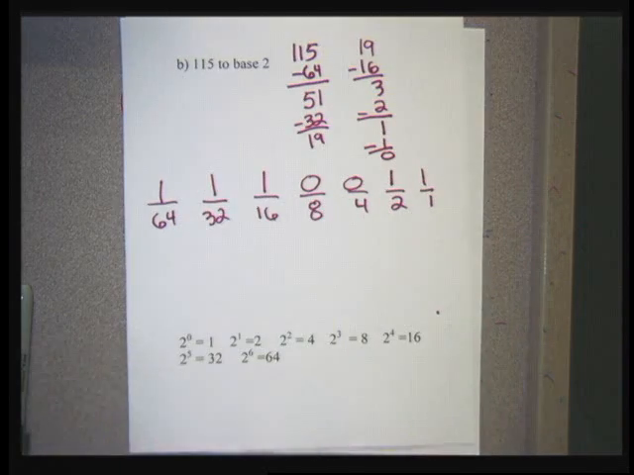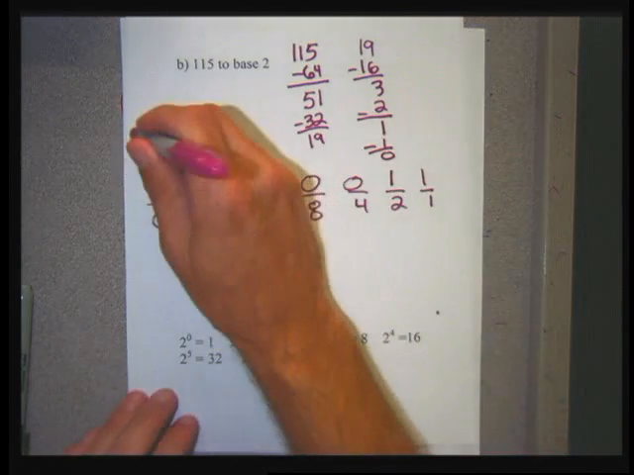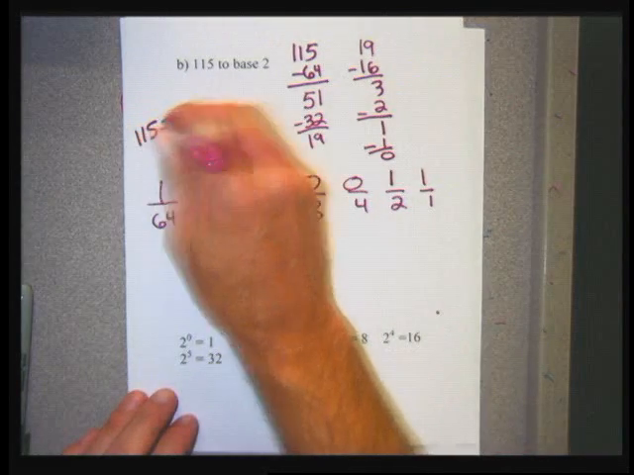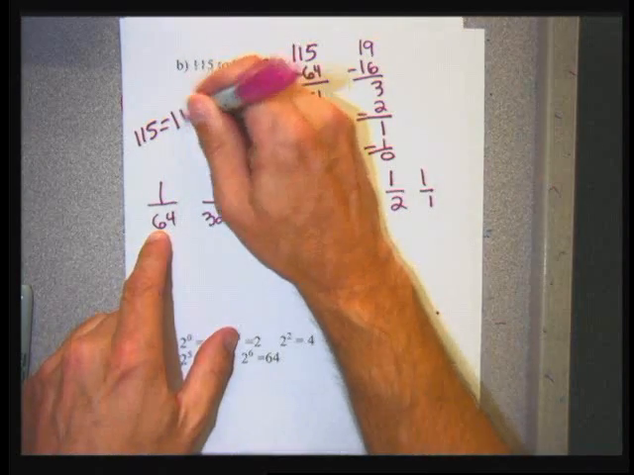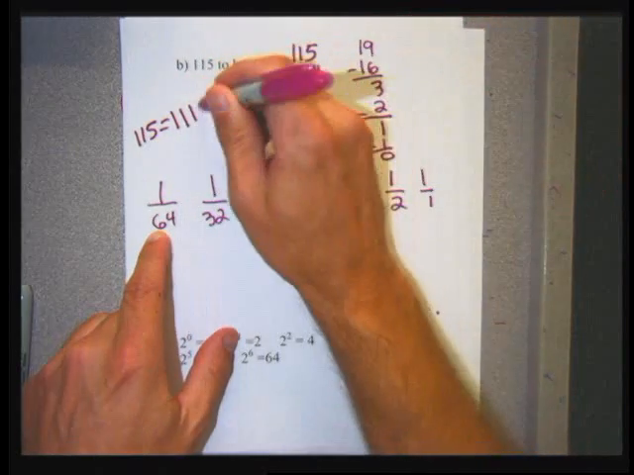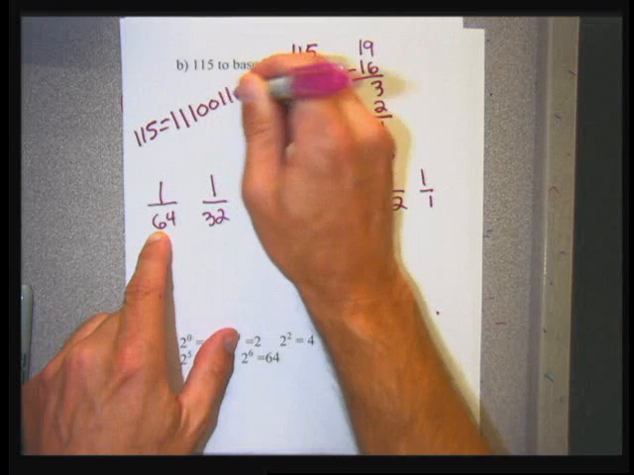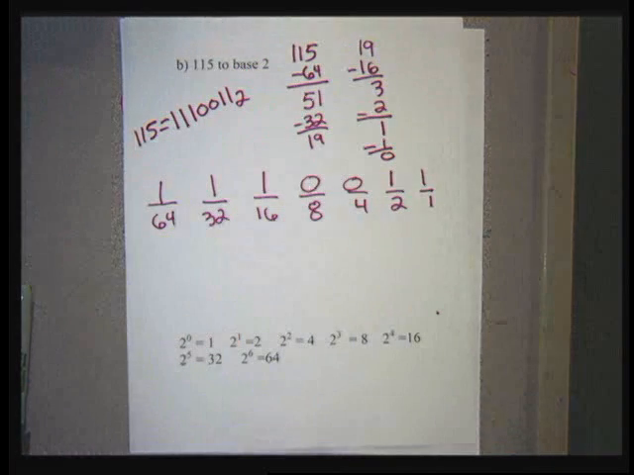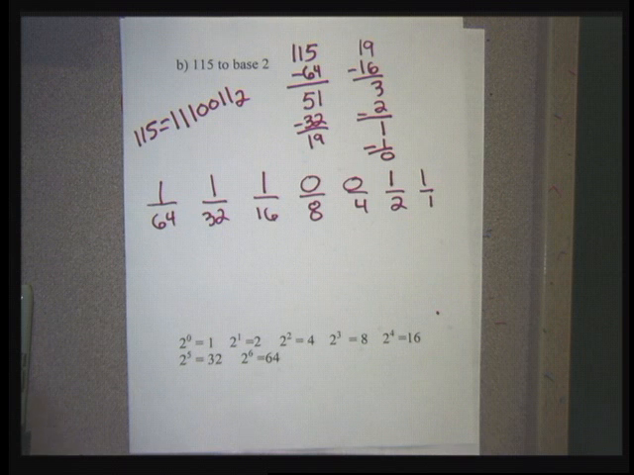Now I can write my answer. 115 base 10 is going to be 1, 1, 1, 0, 0, 1, 1, base 2. In base 2, the only numbers you're allowed to have are 1 and 0, so this is a reasonable answer for a base 2 number.